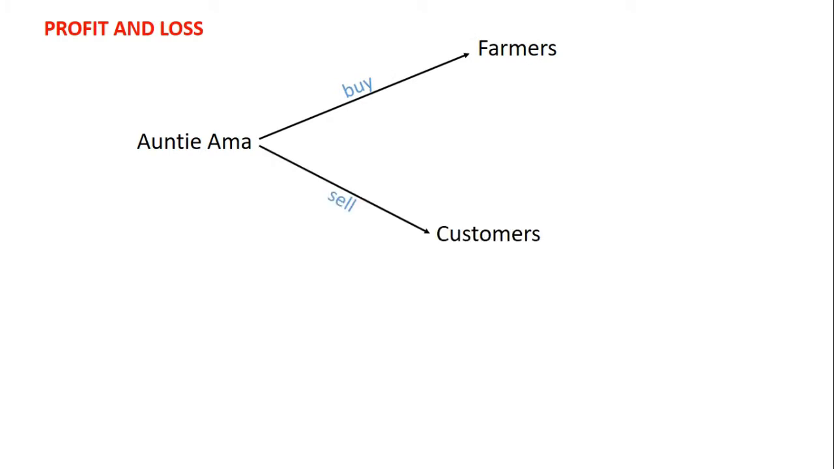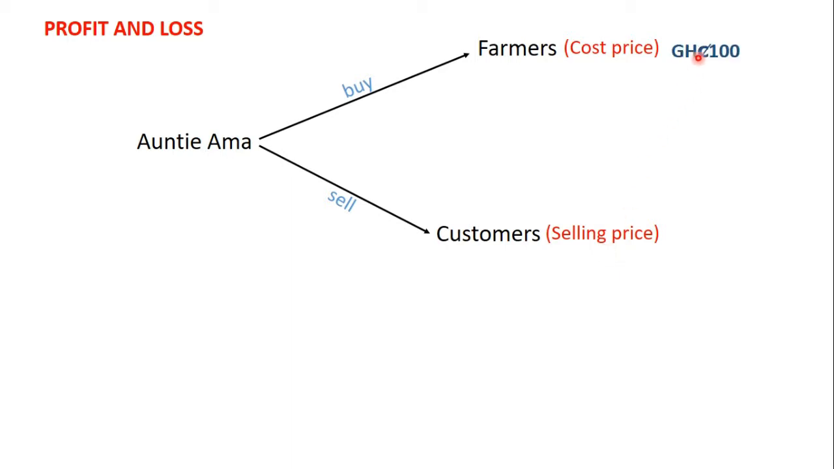Auntie Ama sells mangoes at the market. She buys the mangoes from some farmers and then sells them to her customers. The amount of money Auntie Ama pays for the mangoes is what we refer to as the cost price of the mangoes. The price at which she sells the mangoes is referred to as the selling price.